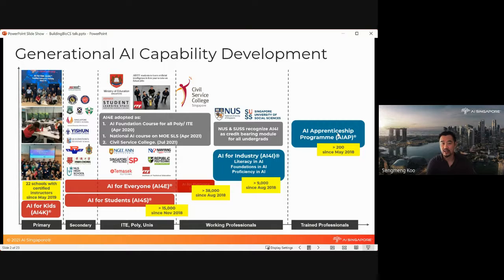But at a breadth, just look across to know that we are working with all the various entities. IMDA is also part of our management committee as well. I came from IDA, by the way, before it became IMDA. So certain programs that they run are also incorporated and integrated into ours.